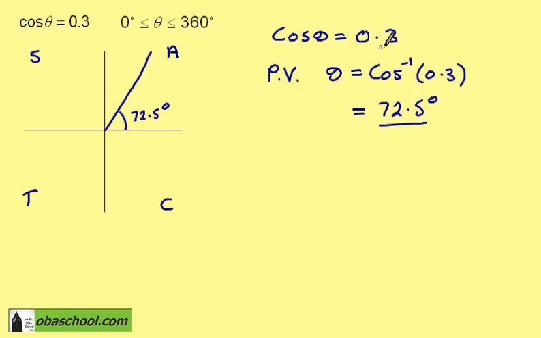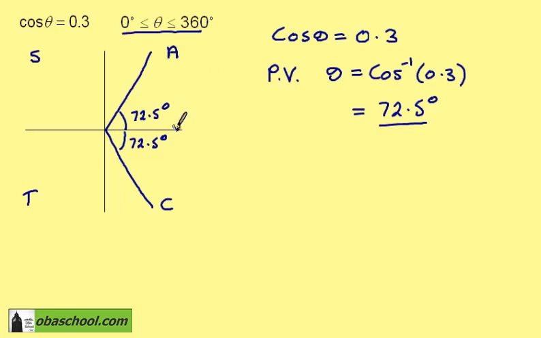We have a cosine and its value is positive, and that tells us that the other solution must be in the C quadrant, since that's the only other place in the CAST diagram where the cosine is positive. So we mark the angle in the C quadrant. Symmetry tells us that it must be 72.5 degrees from the horizontal axis.